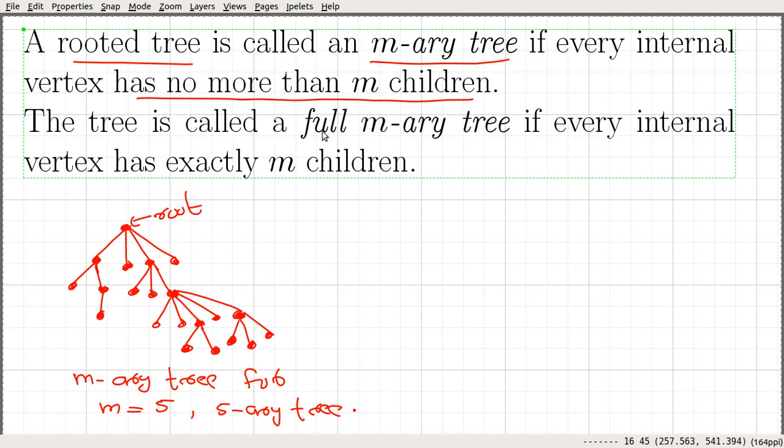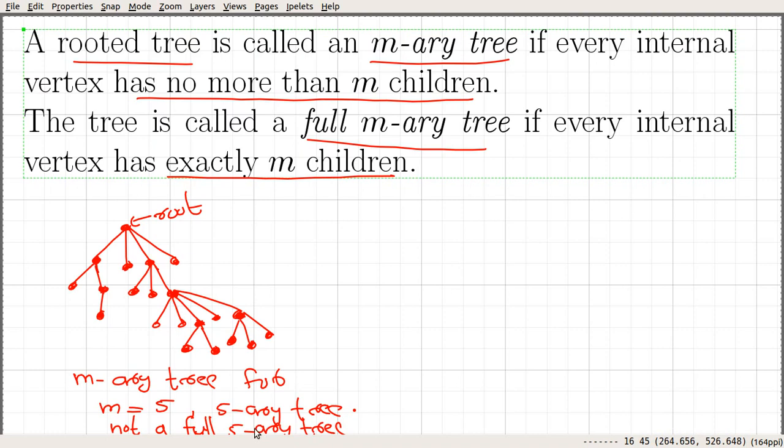So let's look at the definition of what is called a full m-ary tree. A tree is called a full m-ary tree if every internal vertex has exactly m children. So if every internal vertex has exactly m children, such an m-ary tree is called a full m-ary tree. If you look into this particular tree, we can see that it is not a full 5-ary tree.